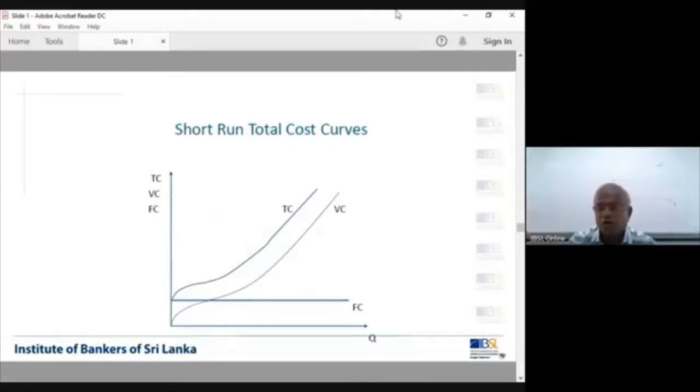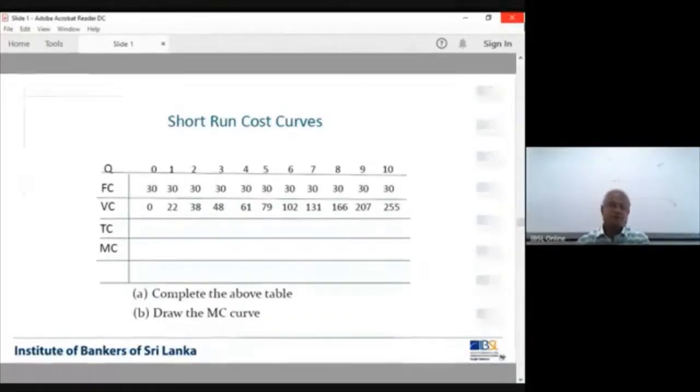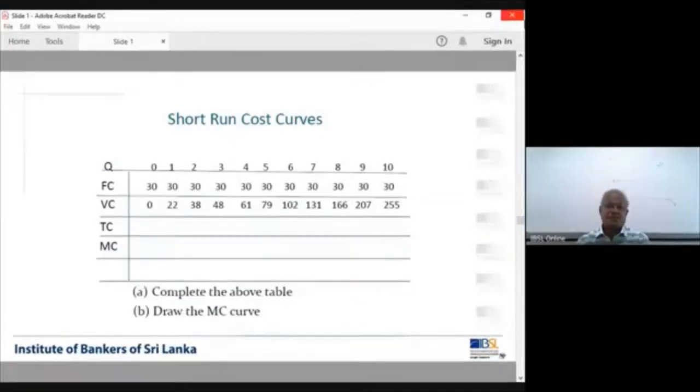Now we will go to this table, the initial table. I want you to complete this table. Output level 0 to 10, fixed cost 30, whatever the output level it is 30. Output level 7, 8, 9, 10, it is 30. But variable costs do vary with the output level: 0, 22, 38, 48, like that, up to 255.